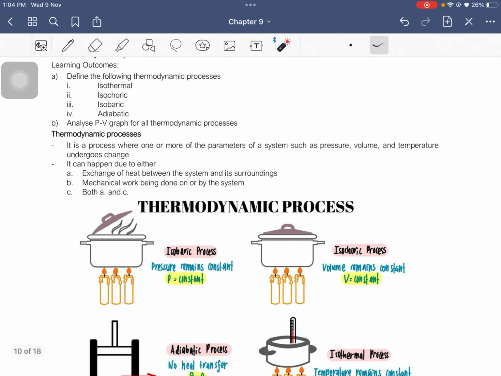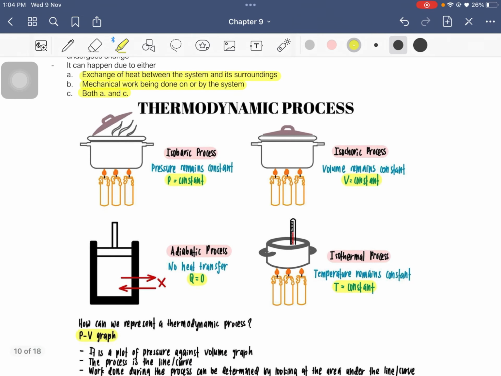A thermodynamic process is a process where one or more parameters of a system, such as pressure, volume, and temperature, undergo changes. It can happen due to an exchange of heat between the system and its surroundings, mechanical work being done on or by the system, or both. There are four processes that we will be focusing on. We have the isobaric process where the pressure remains constant, the isochoric process where the volume remains constant, the adiabatic process where there is no heat transfer, and the isothermal process where the temperature remains constant.